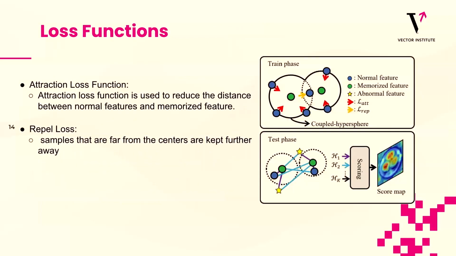And for the training part, they use 2 different loss functions. First one is the attraction loss function that tries to reduce the distance between the normal features and memorized features. And by using the repel loss, they are trying to keep the samples that are far from each other further away. The goal of the attraction loss is to keep a certain radius between the normal samples and memorized features.